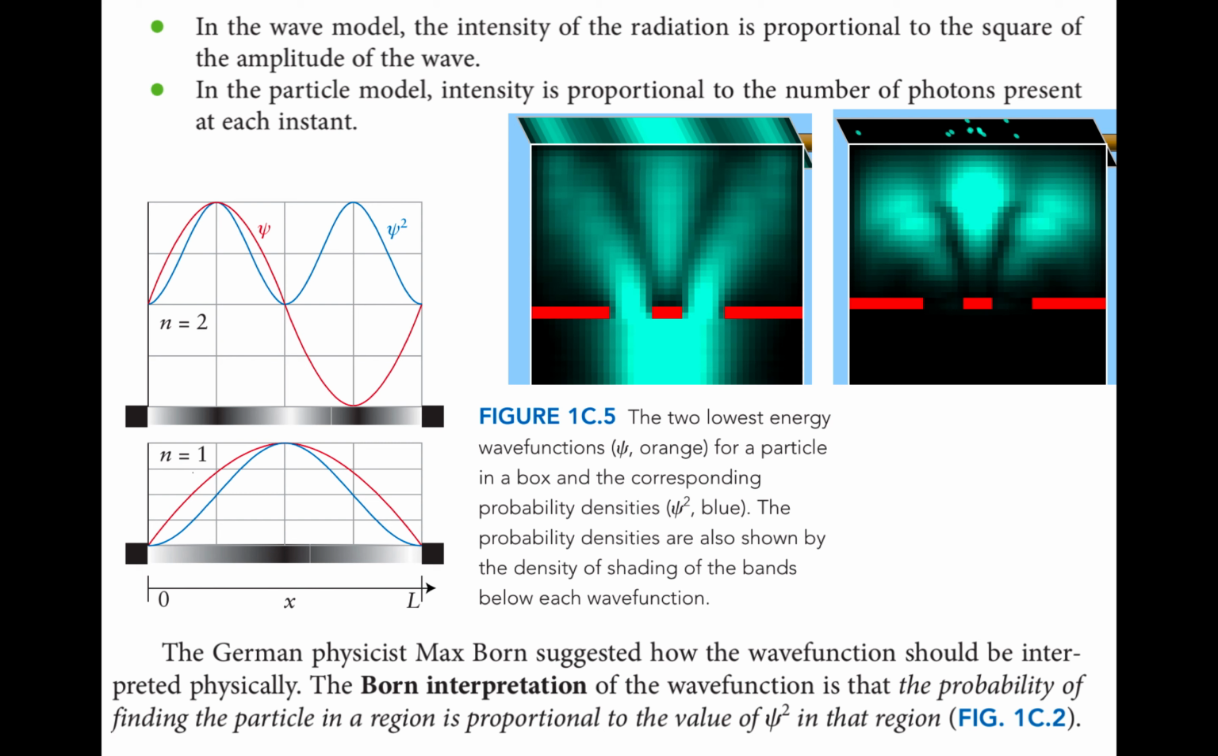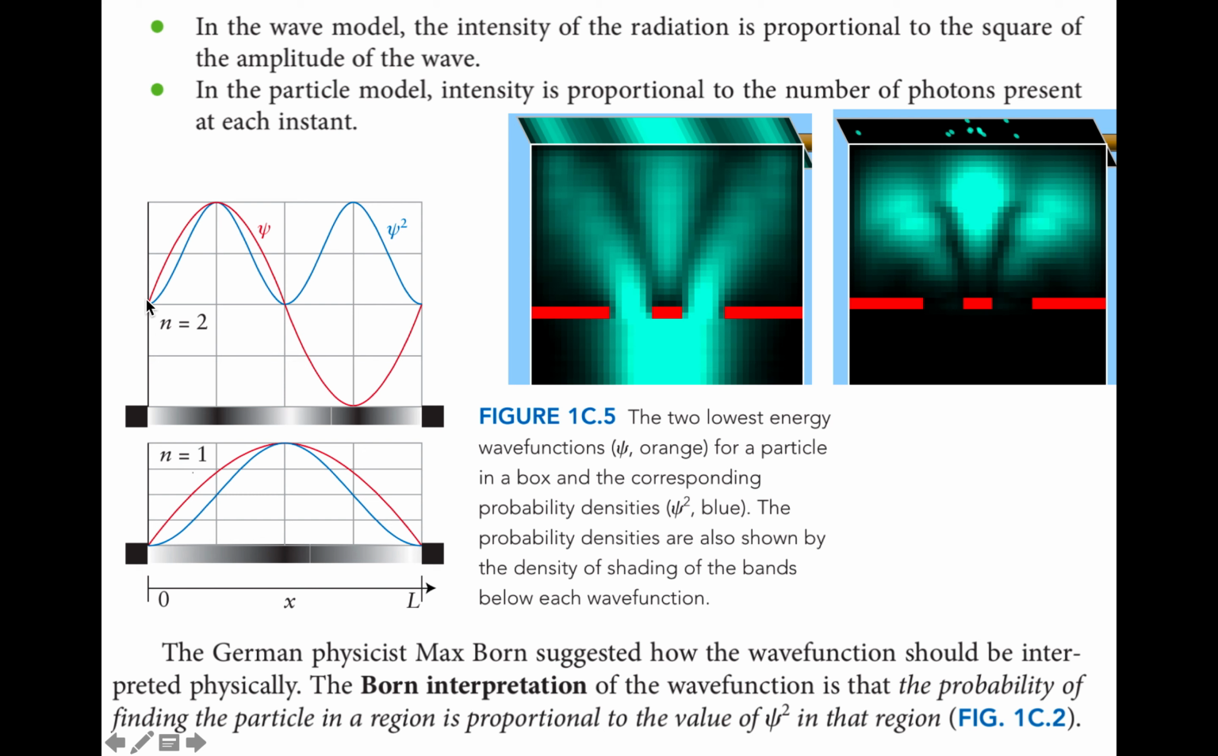So the German physicist Max Born, this is his interpretation of what we do with these wave functions once we get them. What do they mean physically? In his interpretation, it comes back to what we would have done here with light. We're going to square it, and then that will tell us the likelihood of finding the particle.